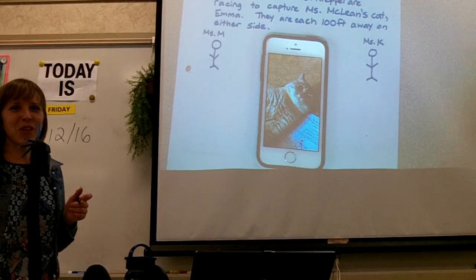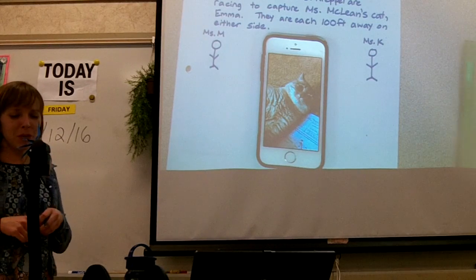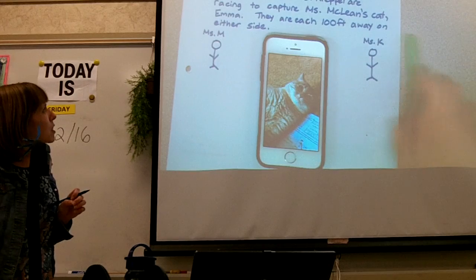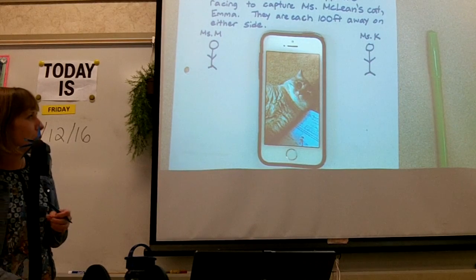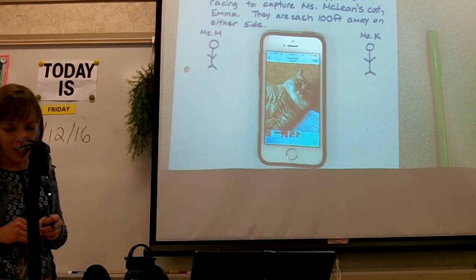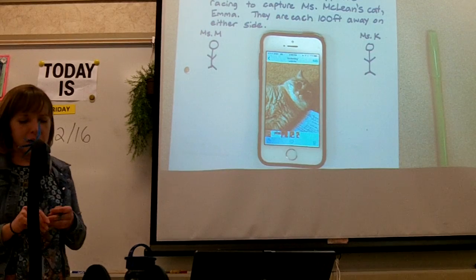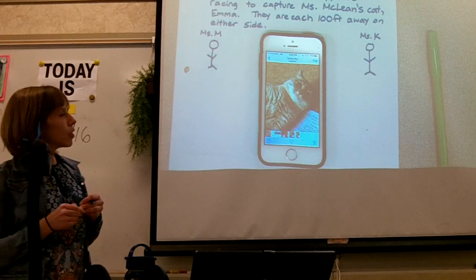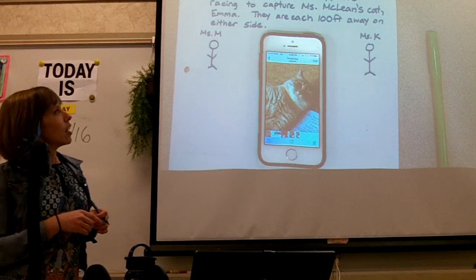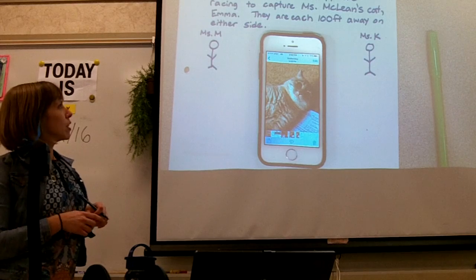Cat? All right, so I'm going to do another example for you guys if you want to jot this down in your notes. A little bit different than Miss Kruppel's example. It's about my cat, which we got a picture right here. She kind of has crazy eyes. So Ms. McLean and Miss Kruppel are racing to capture Ms. McLean's cat. Her name is Emma, if you didn't know that. They're each 100 feet away on either side of her.